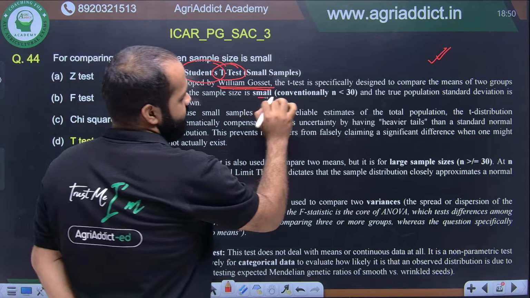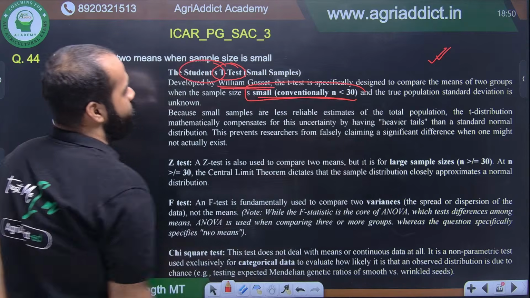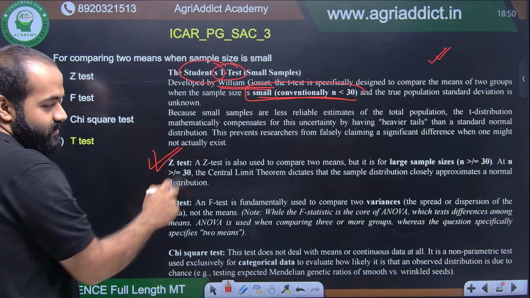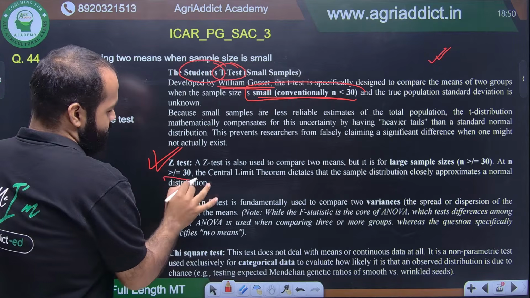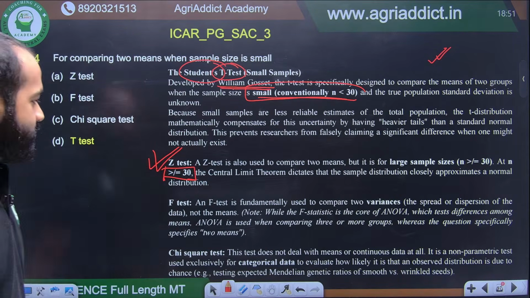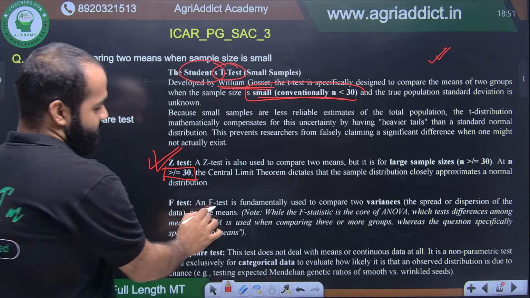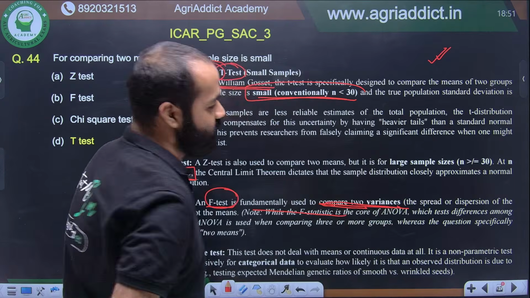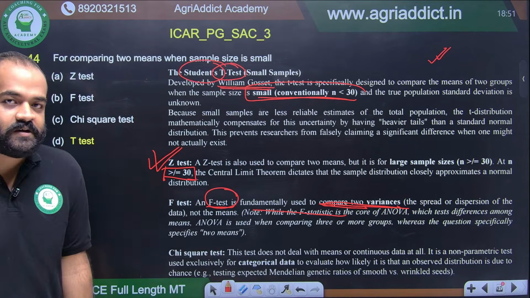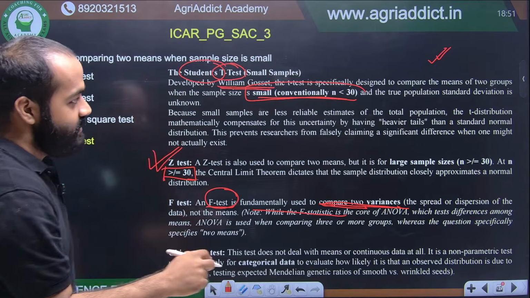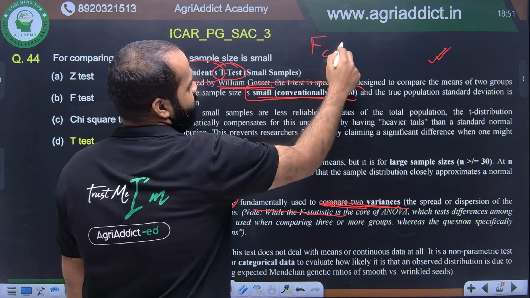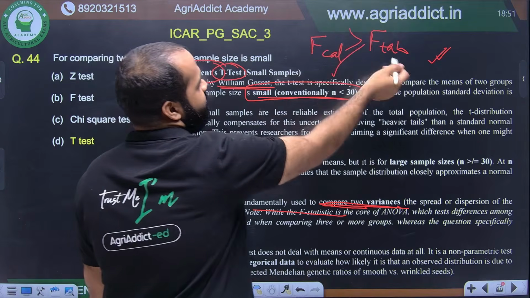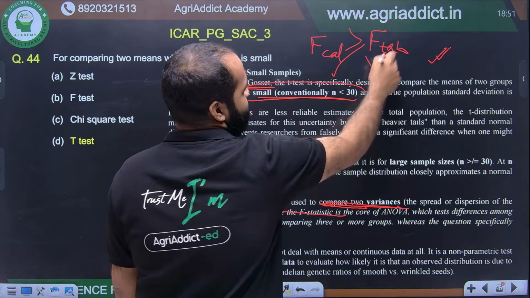It is conventionally used when n is less than 30 and the true population standard deviation is unknown. All right. Z-test is exactly similar to T-test, but when n is greater than or equal to 30. And F-test is nothing but a ratio. It is used to compare two variances. It is used in ANOVA. I think all of you have done the ANOVA table in your stat class. At the end we made a column, that is F-cal. Then we compared that F-cal with F-tab. If it is greater, then the null hypothesis is rejected.